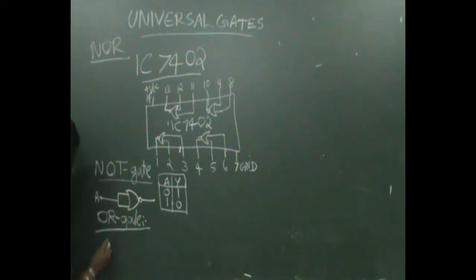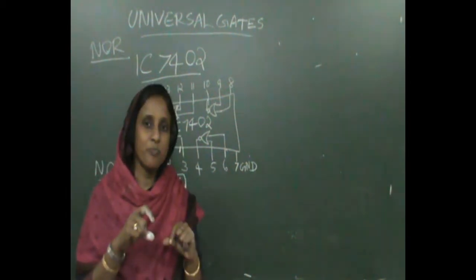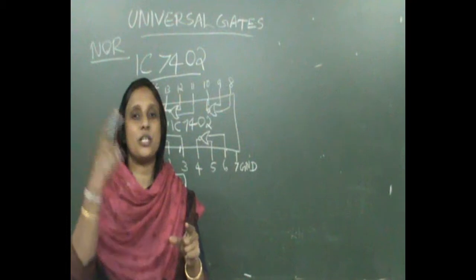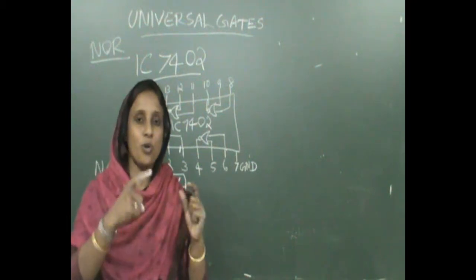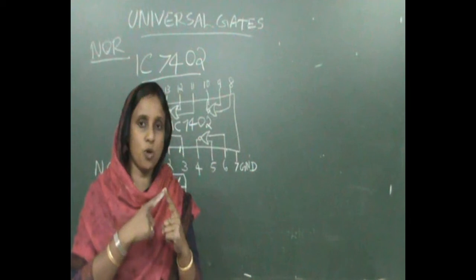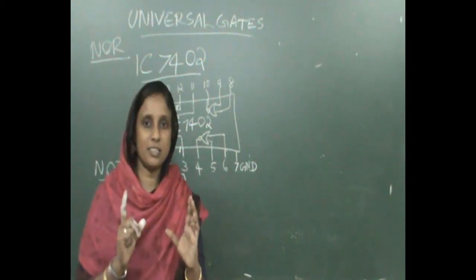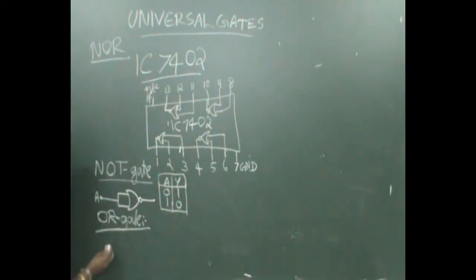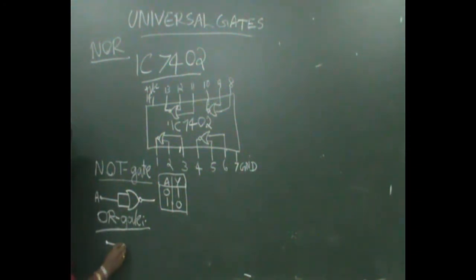Now, the OR gate. What do we want to do? We have the NOR gate. NOR gate means OR gate with NOT gate. So if you cancel out this NOT's invert operation, you get the OR gate. So I am drawing the NOR gate circuit like that. The first circuit is the NOR gate itself, with inputs A, B.